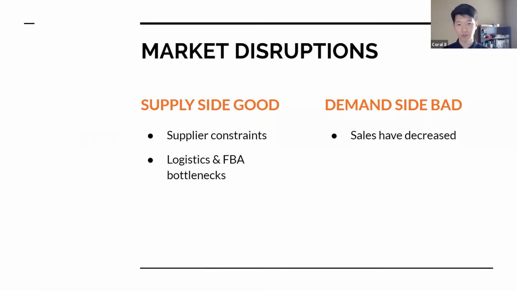So let's assume in this scenario the supply side is good, but the demand side is bad. Supply side is good, meaning there are no supplier constraints, there are no logistics issues. There could be some FBA bottlenecks, which is going to be more or less inevitable at this point. Okay, so if that's the case, but the demand side is still bad, right? So sales have still decreased.